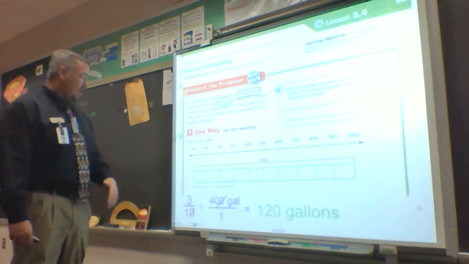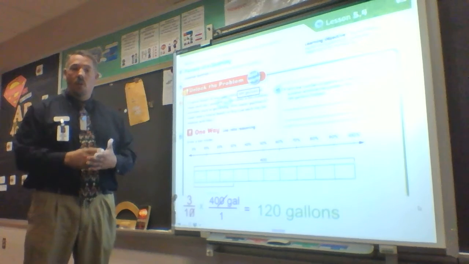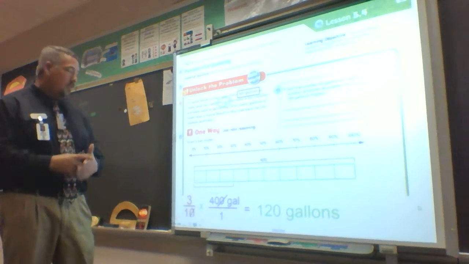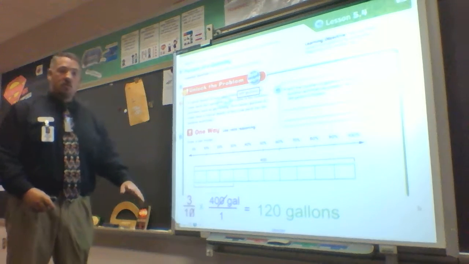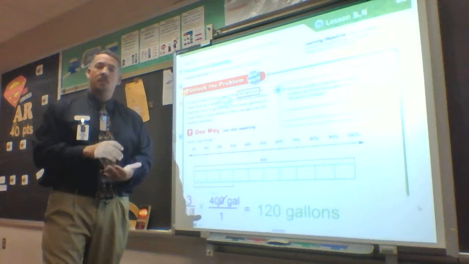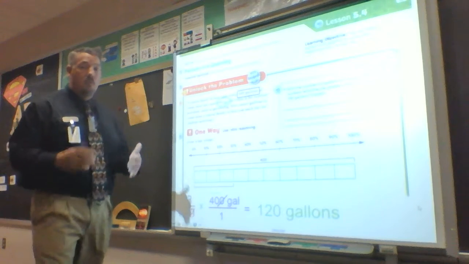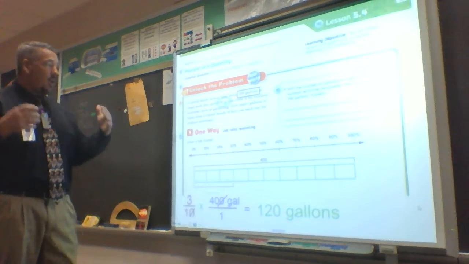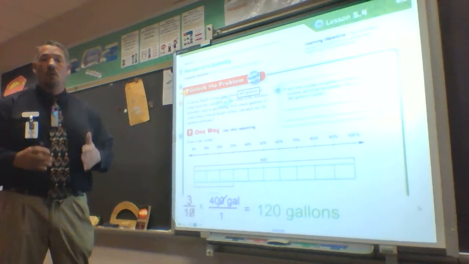Now notice, if you just did it working straight across, you got 1,200 over 10. But if I cross-reduce first, and in this case I can just drop those zeros off, cross-reducing is going to save me a lot of steps and a lot of reducing throughout all of these problems because we're going to be using bigger numbers. I can't encourage you enough to learn and to use cross-reducing.